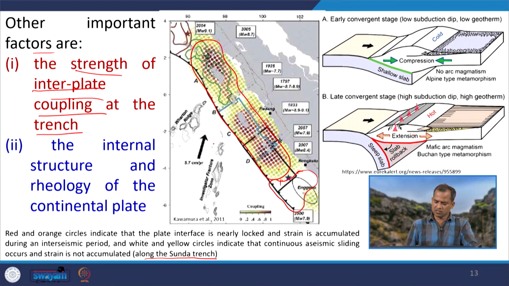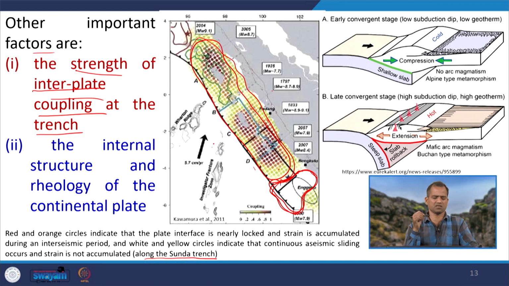In the region where the degree of coupling is less, you will receive frequent release of strain energy, so we will experience earthquakes, but of very low magnitude. However, here we will experience earthquakes not very frequently, but once it is released, a very high amount of energy is released.